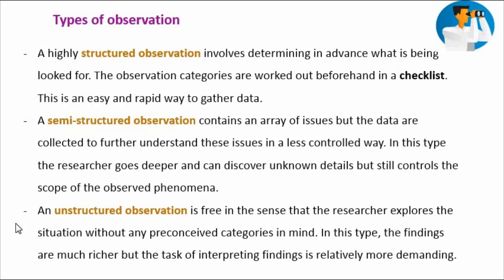The last type of observation is the unstructured observation. This is free, in the sense that the researcher does not prepare any category beforehand. He explores the situation without any preconceived categories in mind. This type is open. The findings are much richer than the previous types because the categories are to be found. They are not prepared beforehand by the researcher. But the difficulty in this type of observation is that the task of interpreting the findings is relatively more demanding.